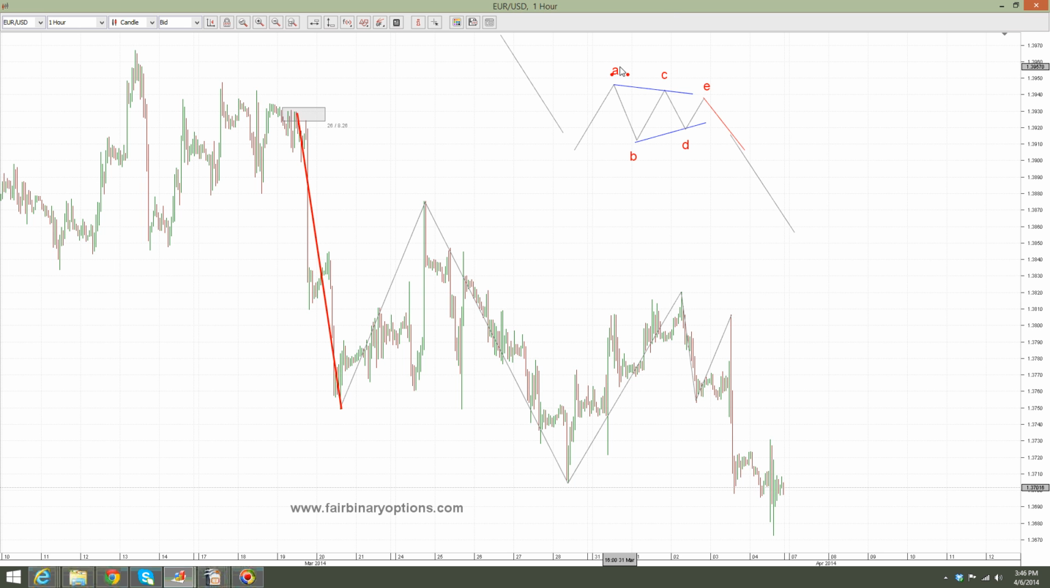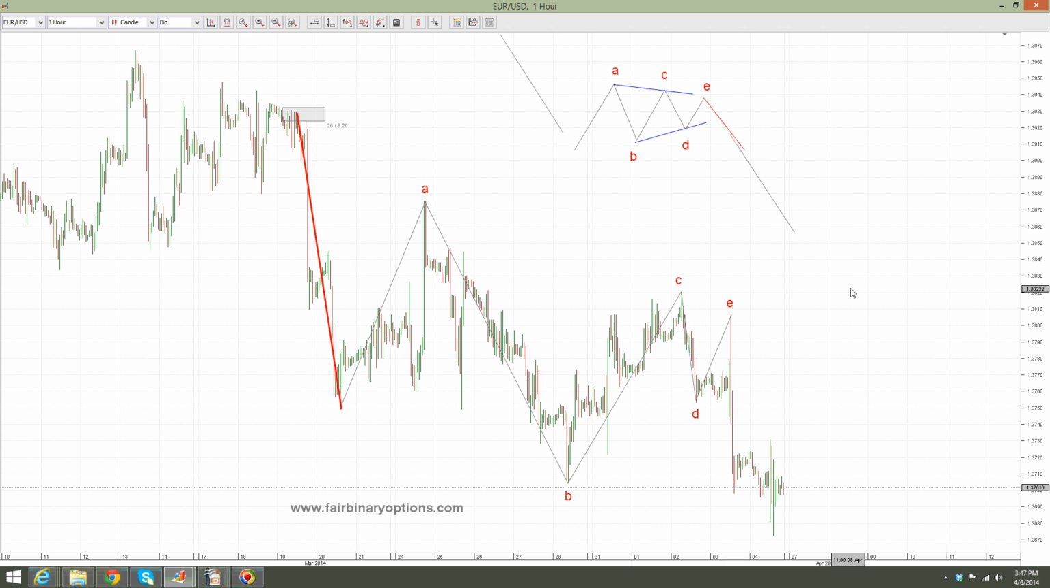So let's try to put the labeling on it. This would be wave A, this would be the B wave, this would be the C wave, the D wave here, and the E wave here.